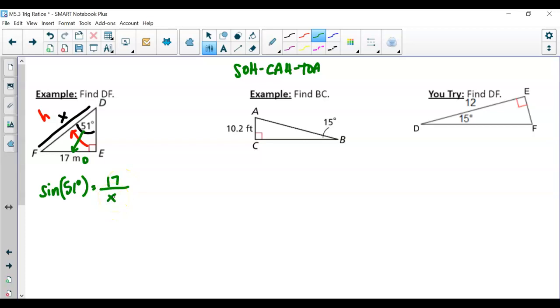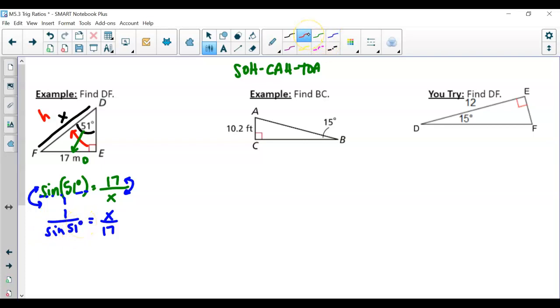So here's the key, right? Now we've got here, we need x in the numerator. So here, because we need the reciprocal, we need this to be x over 17, which means we're also going to take the reciprocal here. Keep in mind, this is like saying over 1. So the reciprocal is 1 over sine of 51 degrees.